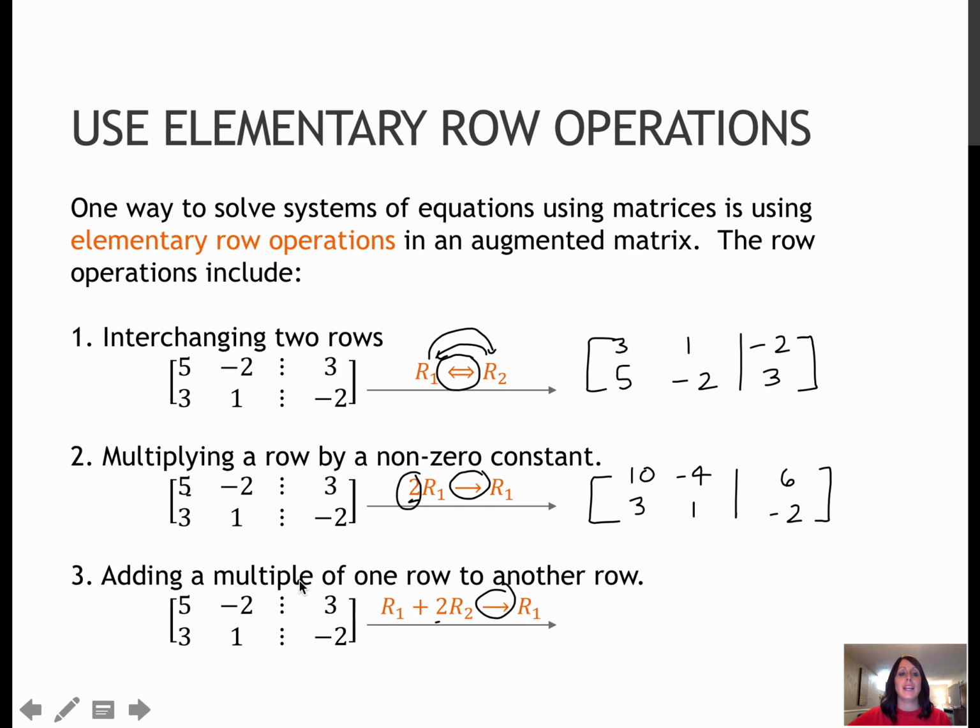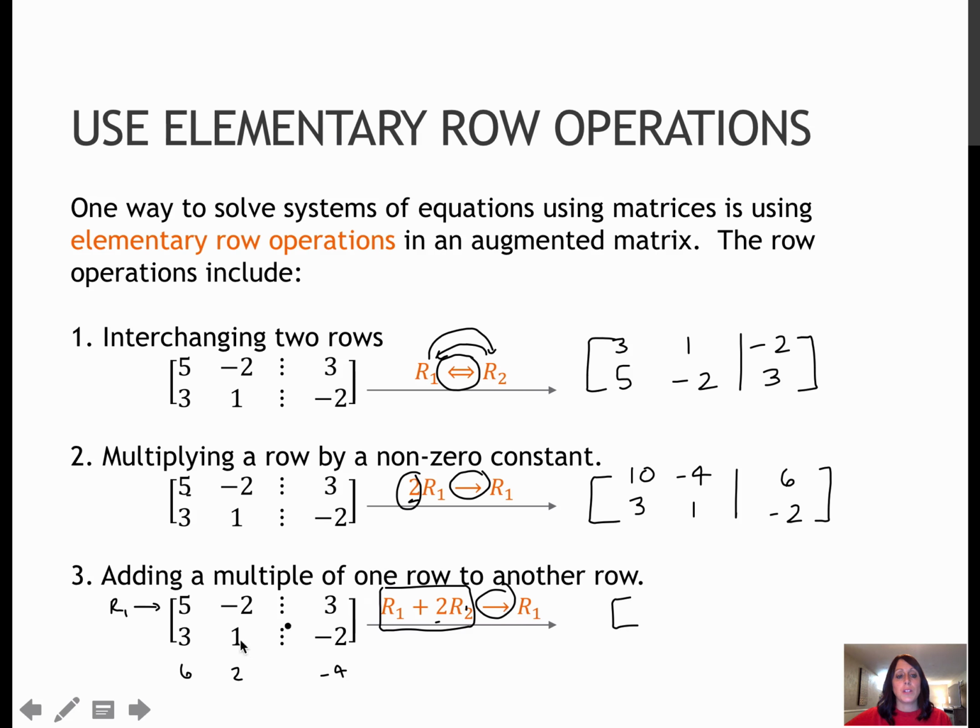And the last is adding a multiple of one row to another. So notice here, I've got a lot more going on. I'm taking R1, so this is R1, row 1, plus 2 times R2. So I'm going to take 2 of these. So if it helps you, you can go ahead and write what 2 of those would be. So that's going to go into R1.